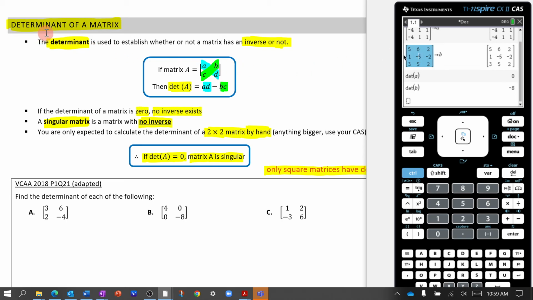All right, so that is what a determinant is. Hopefully it makes sense and you feel comfortable with doing that on your CAS, and you know what a singular matrix is. A lot of information there. Let's now practice this skill together.